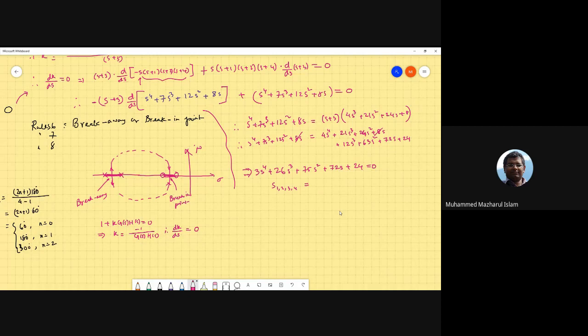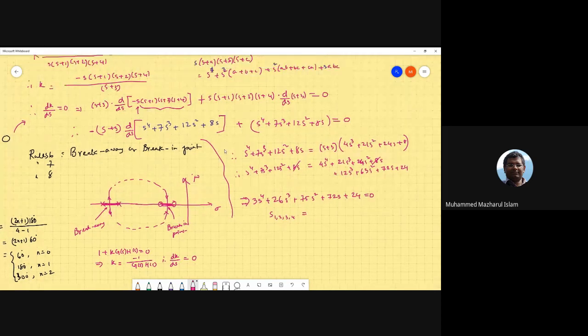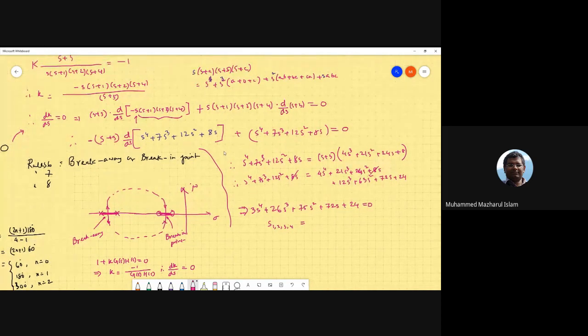Okay? So can you check and tell me where we have made a mistake? Did we make a mistake with the polynomial? Check it out. And after checking, tell me where you think we have made the mistake.